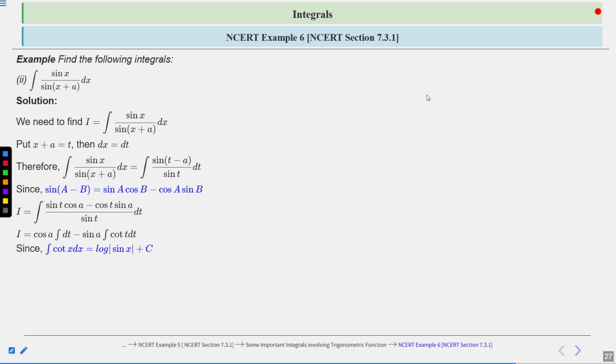Now since we know that integration of cot x dx is equal to log mod sin x plus c.